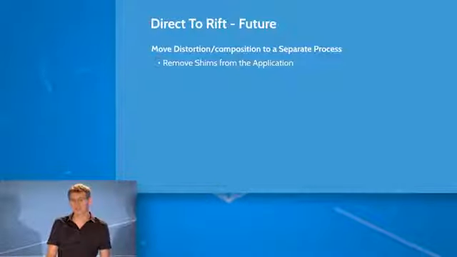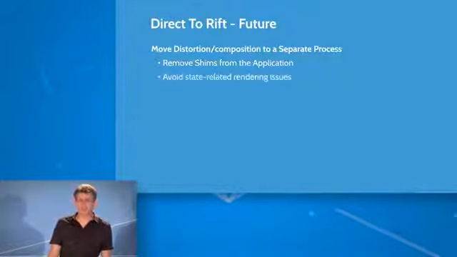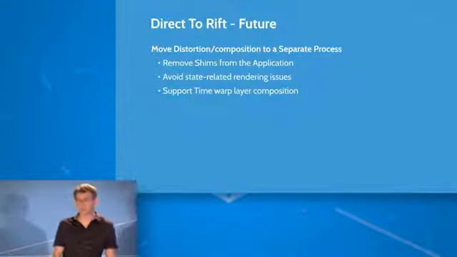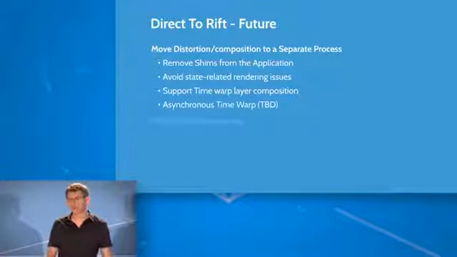If we were to separate that logic into a separate process, it would make developers' lives simpler. It would remove shims from applications, which means that if there's any kind of issue with devices and so on, they wouldn't show up. It would simplify state management. There have been a number of bugs when we didn't restore some state or developers weren't aware something was going on. And it would support time warp layers, which we'll talk a bit about, and of course, hopefully the asynchronous time warp.